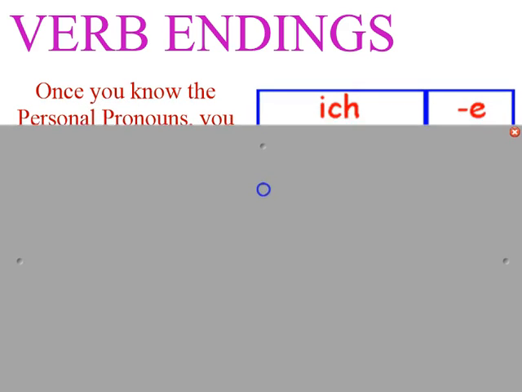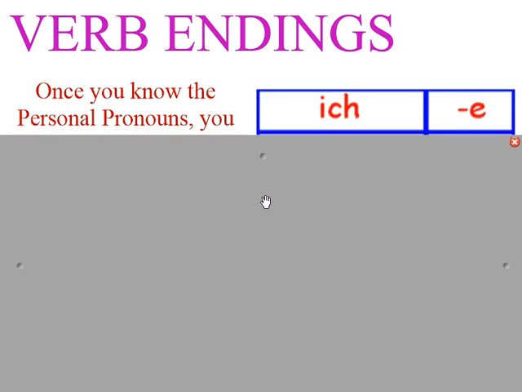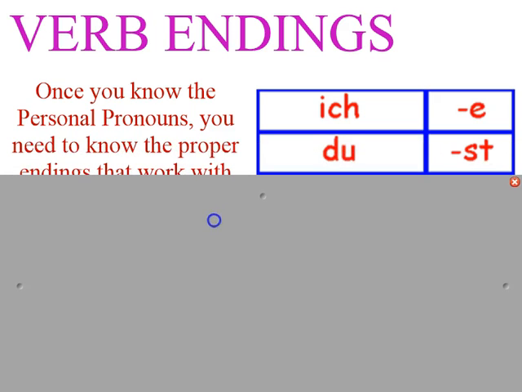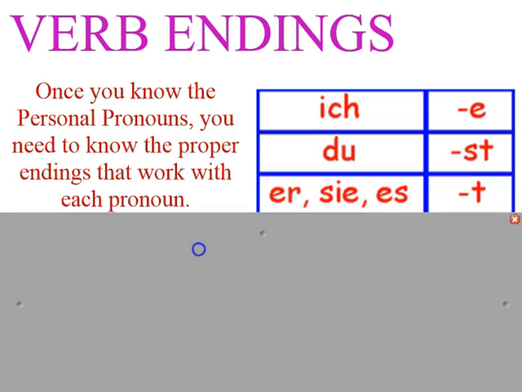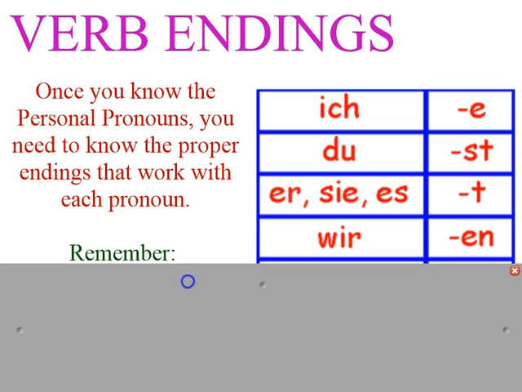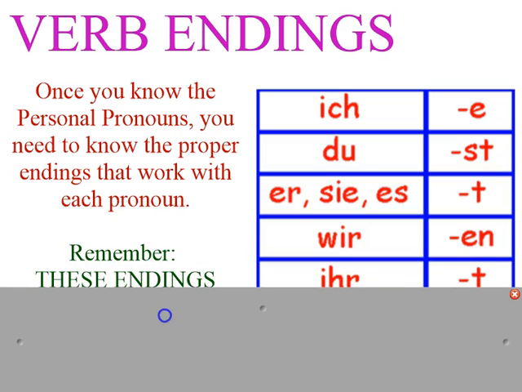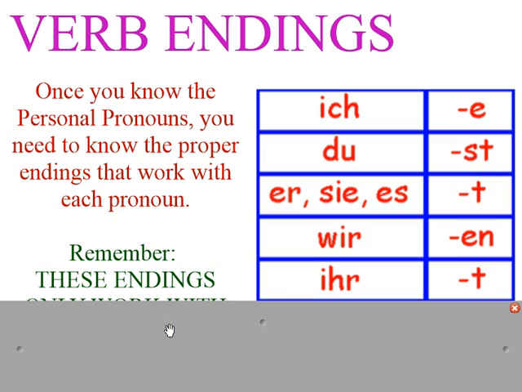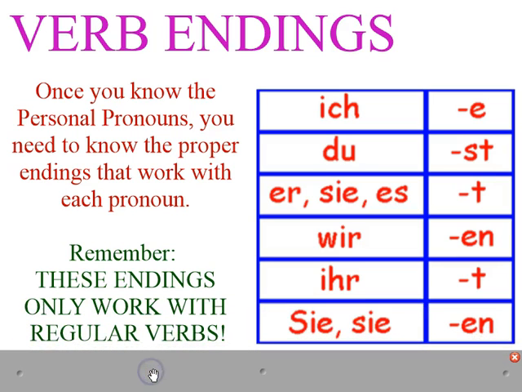Now that you know the pronouns, you need to know the verb endings associated with those pronouns. The personal pronouns are always grouped in the same way. Ich and the verb ending is e. Du and the verb ending is st. Er, sie, es, the verb ending is t. You will notice that er, sie, es are always grouped together because they take the same ending. Wir ends in en. Ihr ends in t. And sie and sie are always grouped together and end in en.